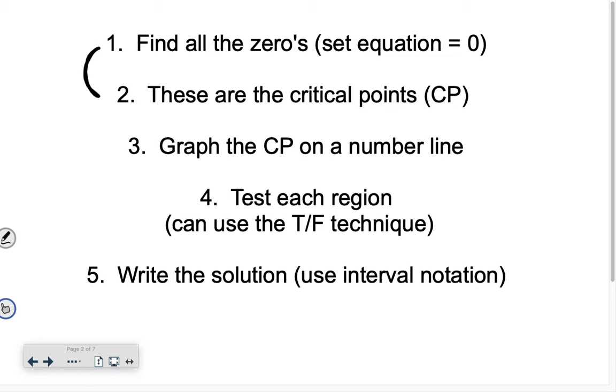Then again, like I said yesterday, 3 and 4 kind of go together as well. Then once you have those critical points, we're going to put them on a number line and kind of test out the regions to see where do I have true versus false statements. And same thing as yesterday, put your final answer in interval notation. Okay. So the problems will be different, but the process will be similar.